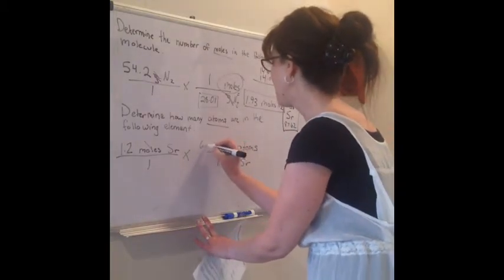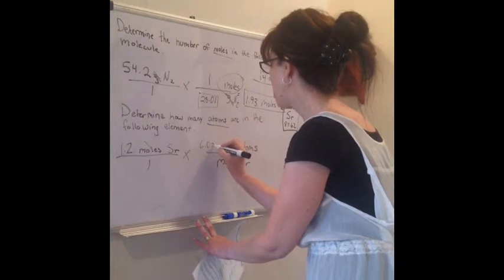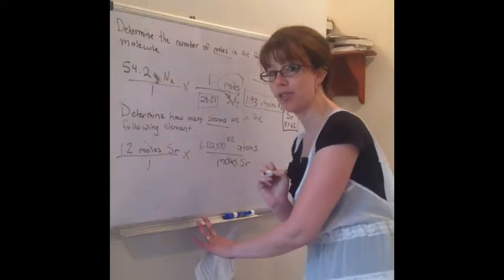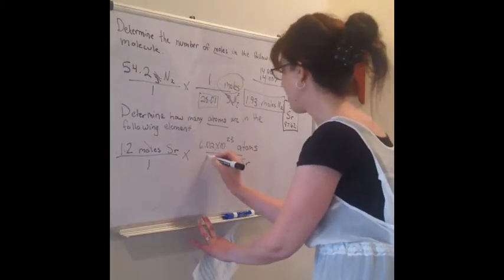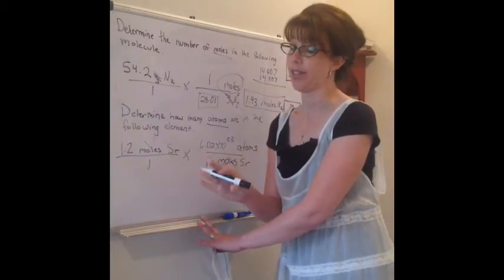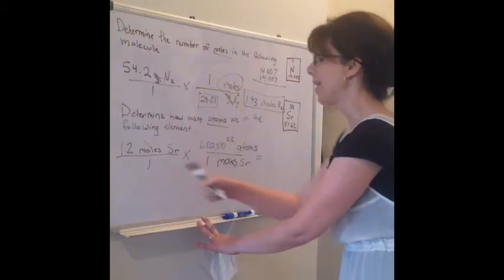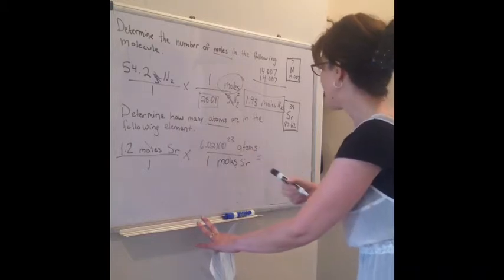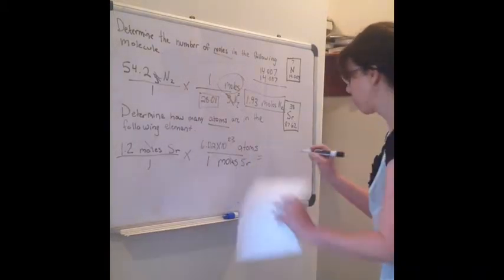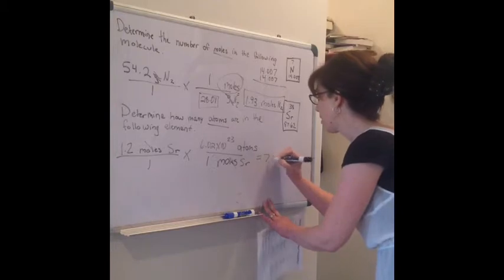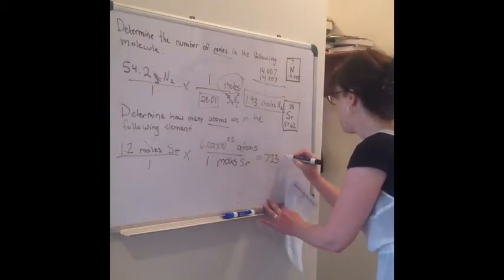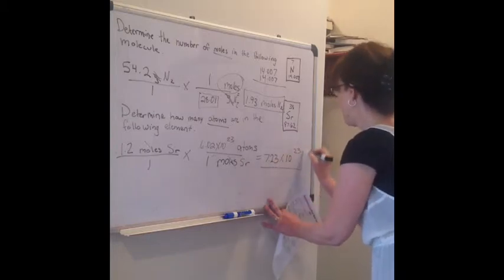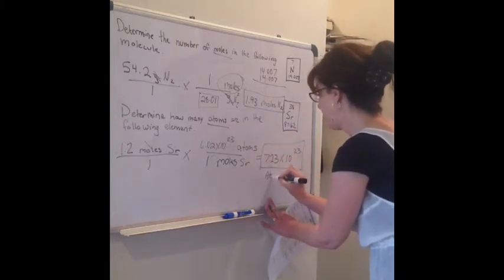You know that there is 6.02 times 10 to the 23rd, Avogadro's number, atoms in 1 mole of anything. So we now multiply 1.2 by 6.02 times 10 to the 23rd, and really quickly we get 7.23 times 10 to the 23rd. That's how many atoms there are.